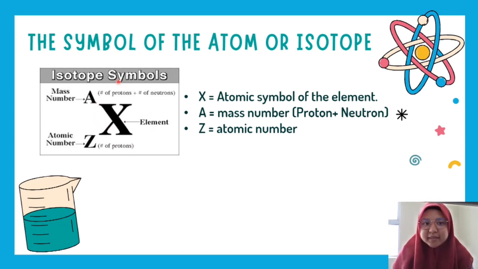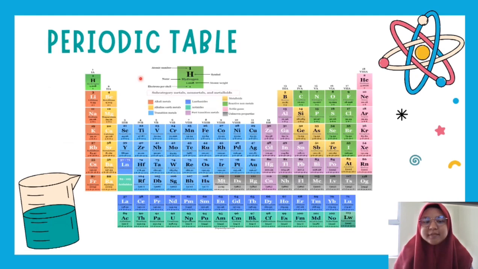X is equal to the atomic symbol of the element. A is equal to the mass number, which is the content of protons plus neutrons. Z is the atomic number. So as you can see here, there is the periodic table.